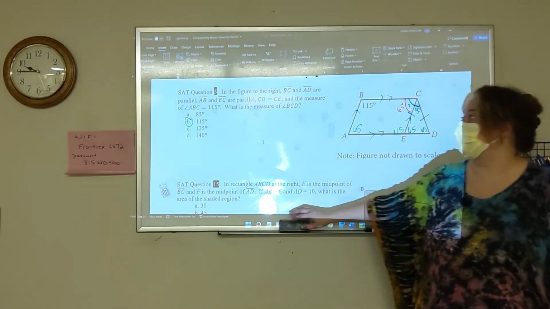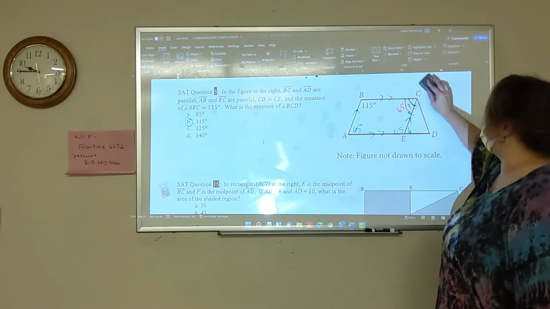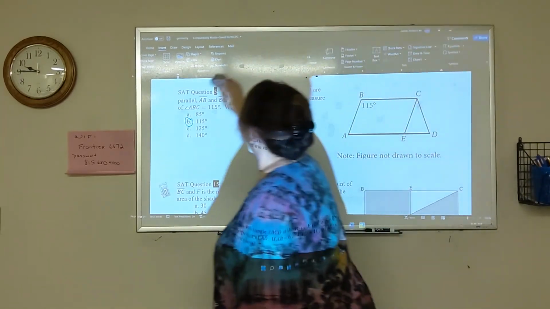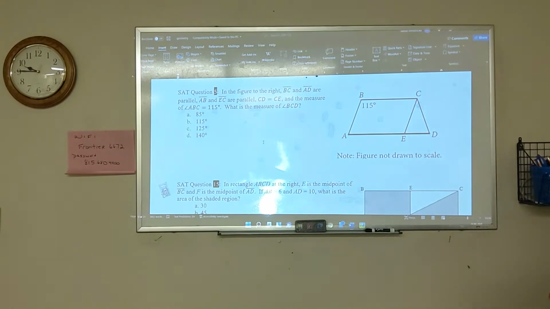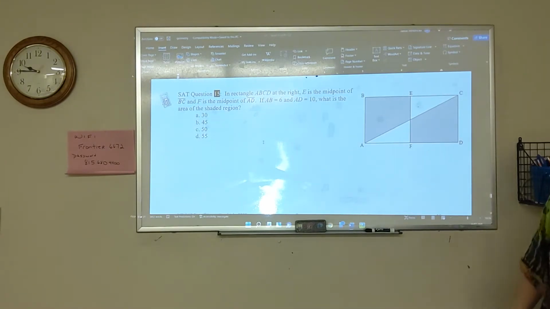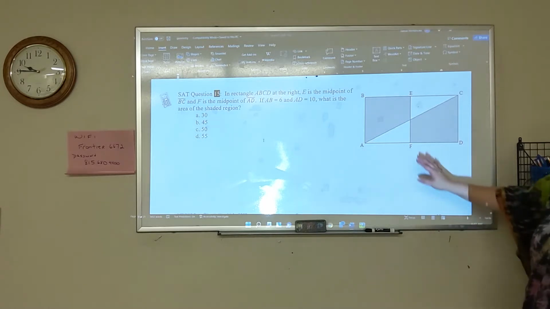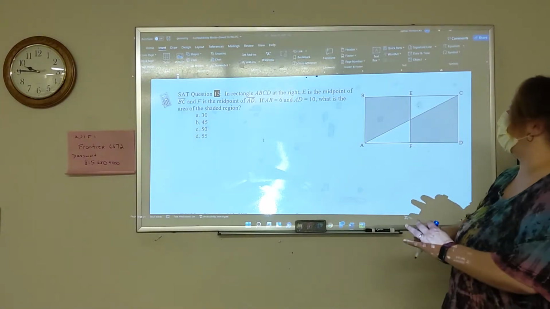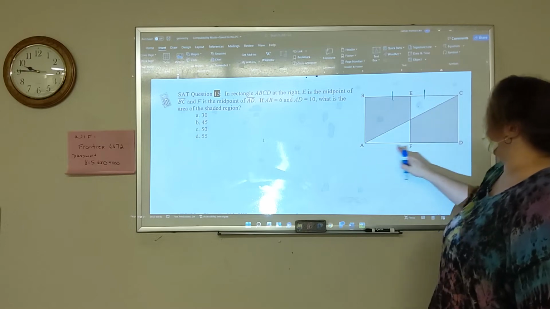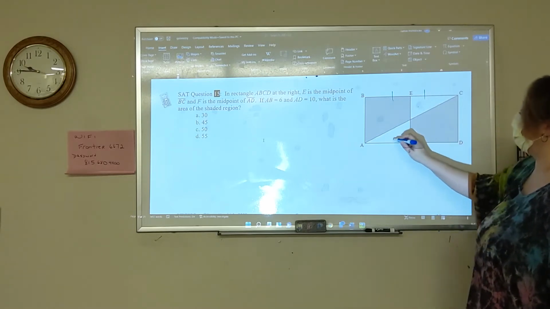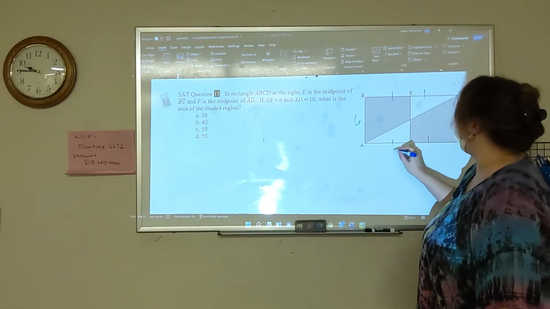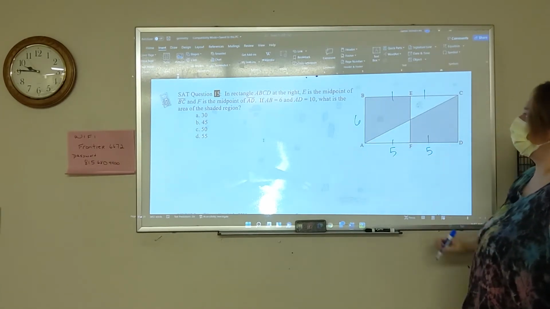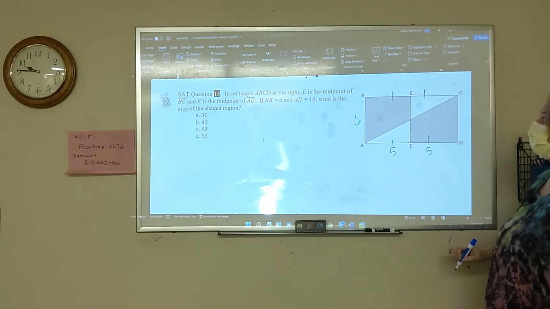Okay. All right, on to shaded area problems. So in rectangle ABCD to the right, over here, E is the midpoint of BC, and F is the midpoint of AD. AB is 6, AD is 10, which makes this 5 and 5. What is the area of the shaded region?